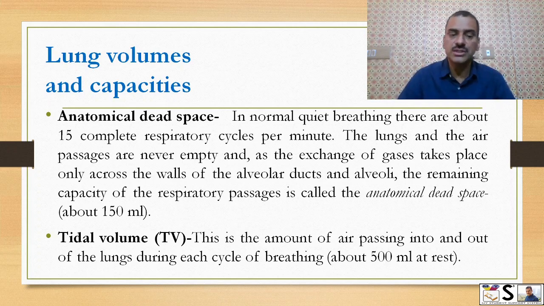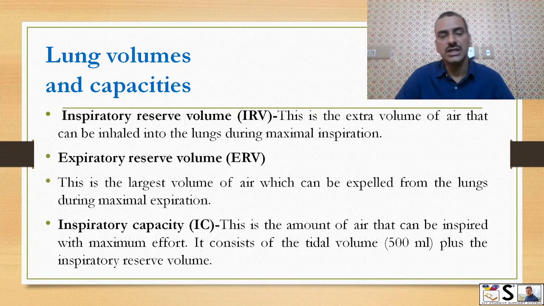Second is tidal volume. What is tidal volume? This is the amount of air passing into and out of the lung during each cycle, and it is about 500 ml at rest or in normal breathing. Then there is inspiratory reserve volume. This is the extra volume of air that can be inhaled into the lungs during maximal inspiration. Okay, so after normal inspiration, the extra air that goes in is known as inspiratory reserve volume.